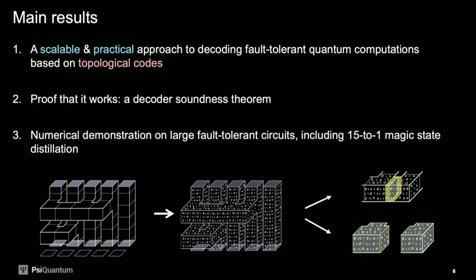When you do this, we need to know that we don't lose any performance or accuracy in the decoding. So we prove this modular decoding soundness theorem that guarantees that whichever way you choose to divide up the problem, you can always make sure it's fault tolerant and that there's no low weight errors that lead to a logical error. And then finally, to look at the performance in practice, we do some numerical studies with this approach, including on some relatively large-scale decoding problems and some ones of practical interest, like the 15-to-1 magic state distillation circuit. So they're the main results.